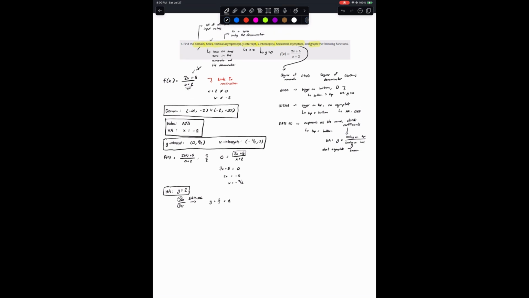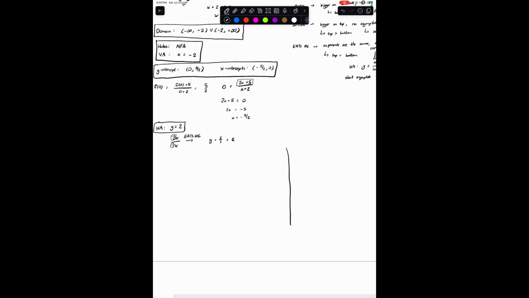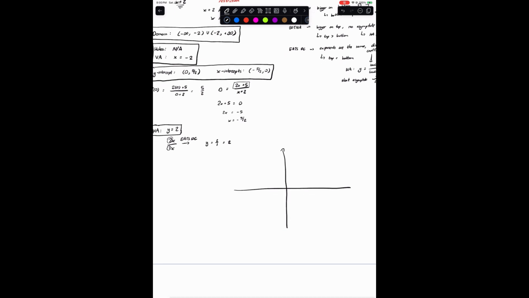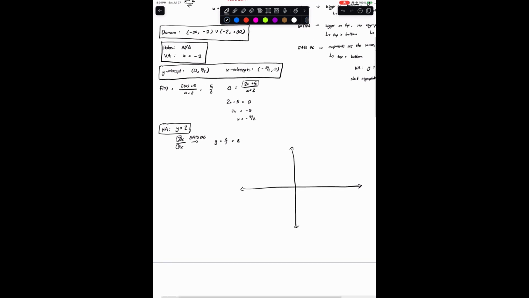So I am done with the domain, the vertical asymptote, y-intercept, x-intercepts, and horizontal asymptote, and now we just need a graph. So I'm going to draw my graph. First, I'm going to draw our critical points. My y-intercept is at around here. I'm just going to eyeball it. Okay, let me do some marks.